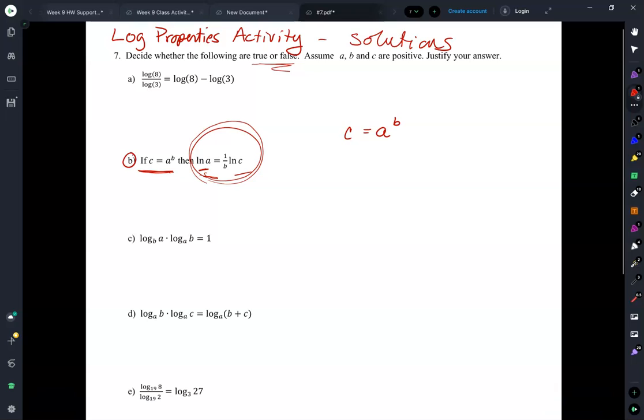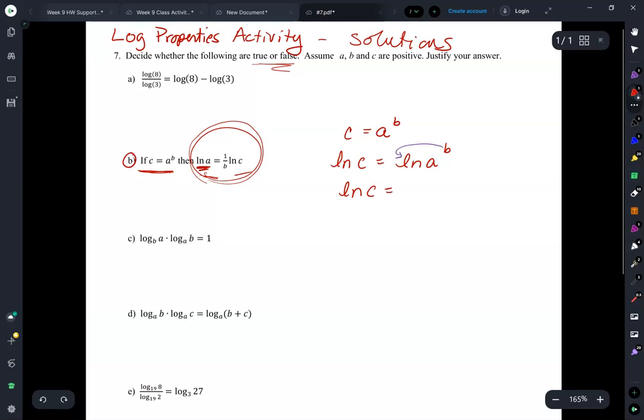So I'm just going to rewrite it over here, c equals a to the b, and then I'm going to take the natural log of both sides. So I have ln c equals ln a to the b, because what I want to get to is solving out the natural log of a. Now that I've taken the natural log, I can use my log properties, and I can manipulate that b and bring it down in front and multiply it by the ln a. So then I end up with ln c equals b ln a.